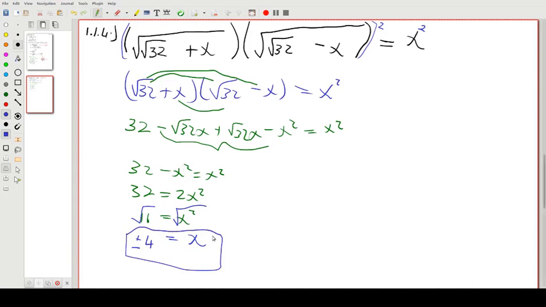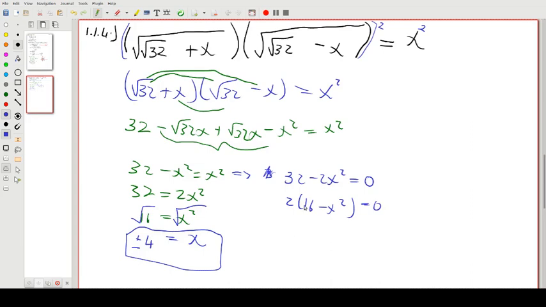Now, another way, let me just show you the other way we could have done this. Let's do it from here. We could have had everything on one side, so 32 minus 2x squared, right? If we brought everything to the left, then we could take out a 2 as a common factor, and we'd have 16 minus x squared equals 0.